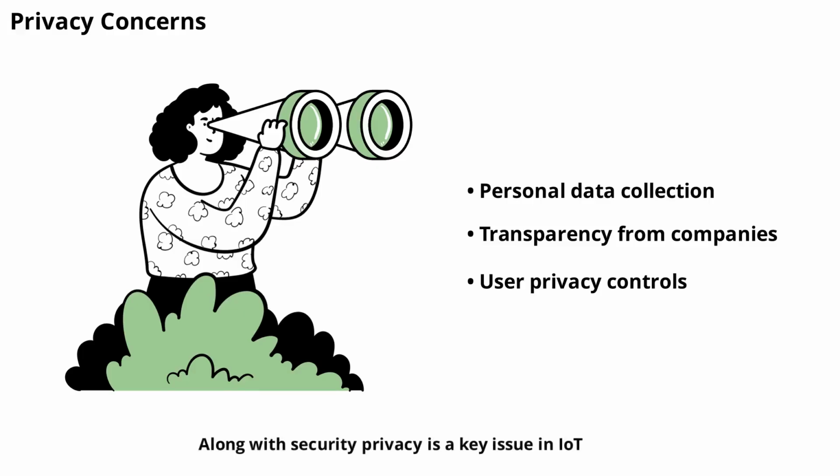Along with security, privacy is a key issue in IoT. Devices collect a lot of personal data, from your location to your daily habits. It's essential for companies to be transparent about what data they collect and how it's used. Users should also be aware of privacy settings and take steps to protect their information. Balancing convenience with privacy is an ongoing challenge in the IoT landscape.